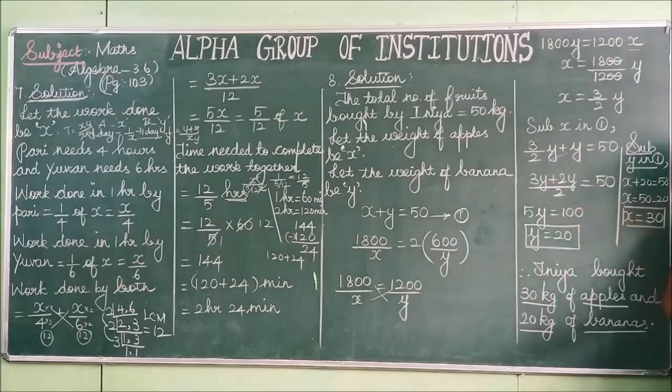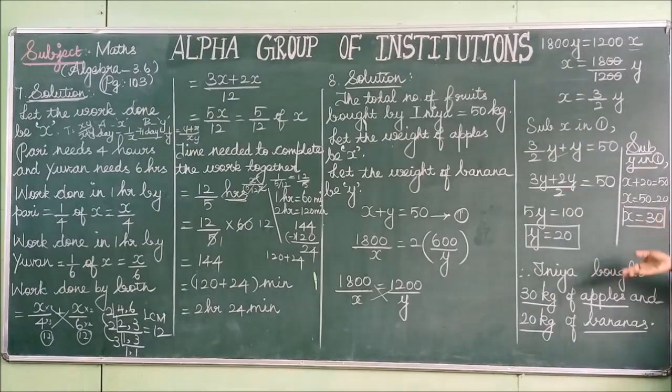You need only the value for y. So you have to divide 100 by 5, which is equal to 20. Now we get the value for y. Substitute this y value in the first equation to get the value of x. What is the first equation? x plus y is equal to 50. We already found the y value. What is that? 20. x plus 20 is equal to 50.